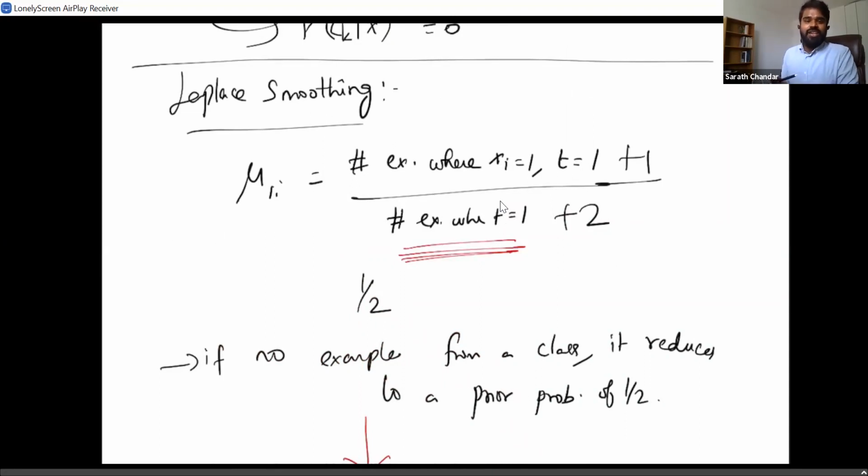Initially, when I haven't seen any politics documents, the probability is 1 by 2, right? But when I see 100 documents and I haven't seen football at all, then this probability reduces to 1 by 100 plus 2, so it's 1 by 102. The probability will go close to zero as I see more and more documents. So this is a bias which will decrease as I see more examples.